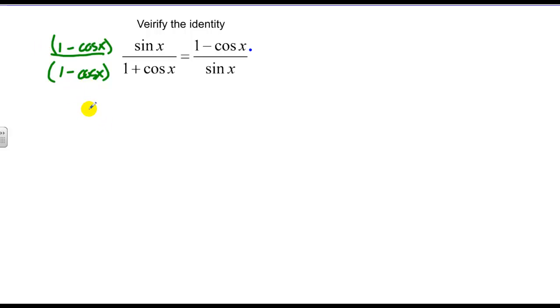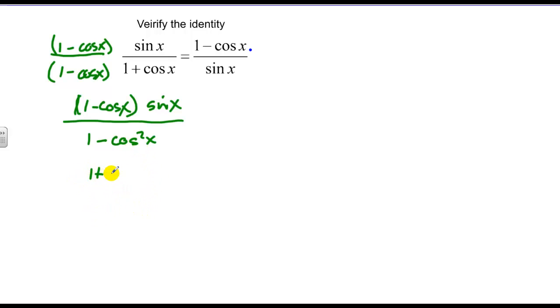So here's what I have. I have 1 minus cosine of x times the sine of x. And I'm going to leave that like this rather than multiplying out. And I'll show you why in a second. The bottom is a difference of squares. It's 1 minus cosine squared of x. I know 1 minus cosine squared of x because we've seen that identity a couple of times today.